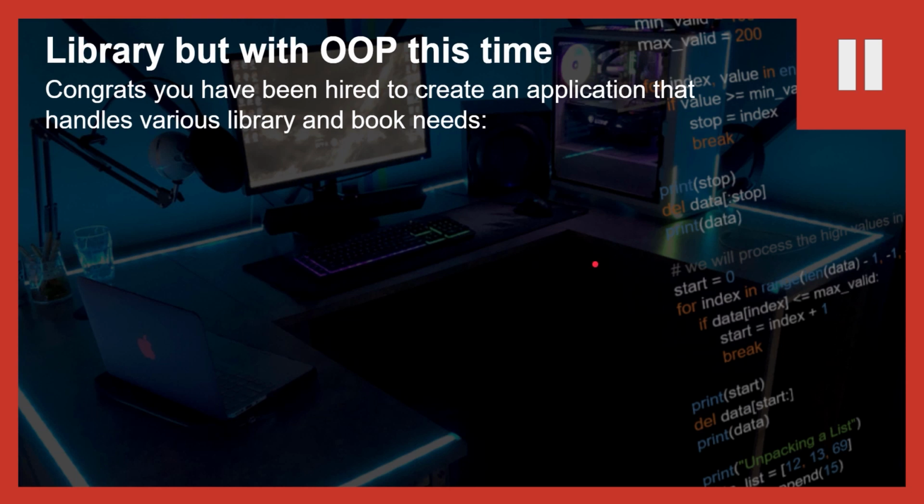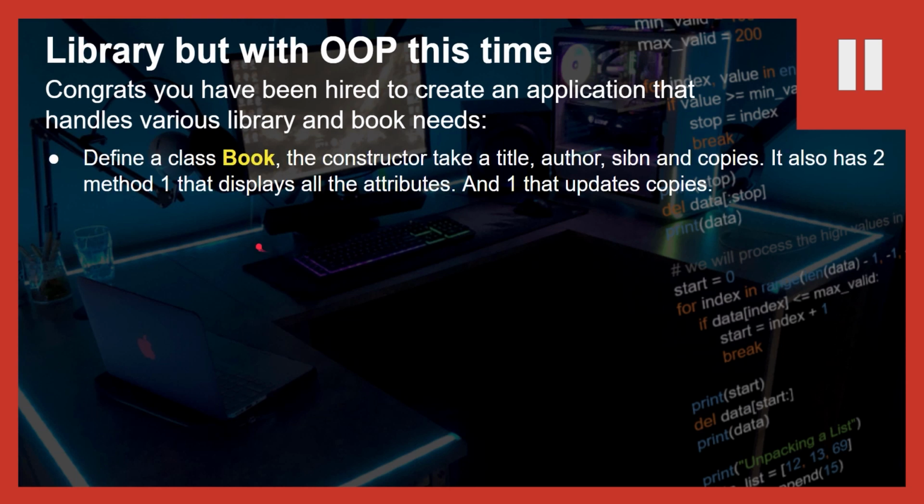Deja vu. First of all, you'll need to define a class Book. The constructor takes in a title, author, ISBN, which is just the standard number for every single book, and the copies or the number of copies that this book has sold. It also has two methods, one that displays all the attributes and one that updates the copies.